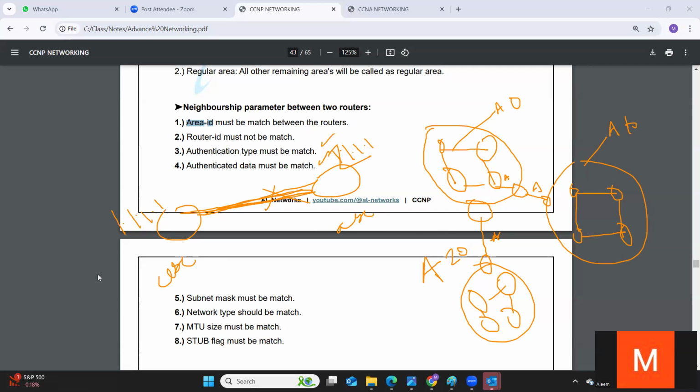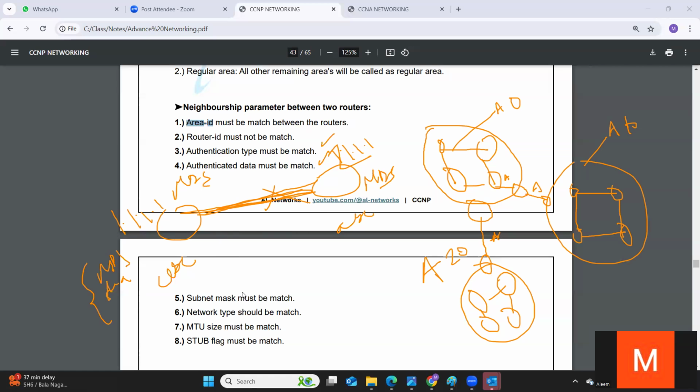If you are using MD5 and SHA algorithms, both are supported. OSPF supports two types of authentication. Whichever you are using, MD5 or SHA, you should use the same on both ends. Otherwise, the neighborship will not form. If you are using MD5 on one side and SHA on the other, it won't form the neighborship. The authentication type must match, and the password you are giving must also match.